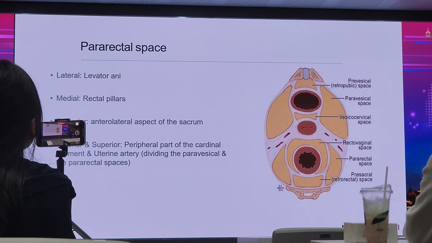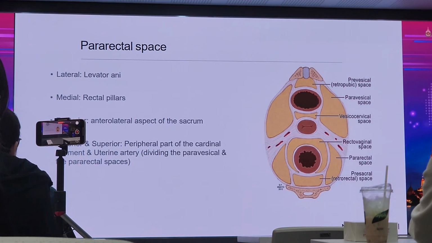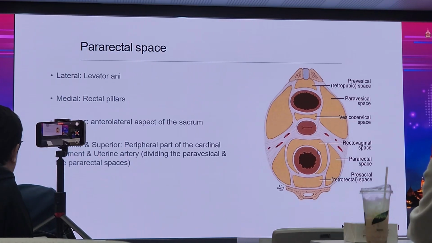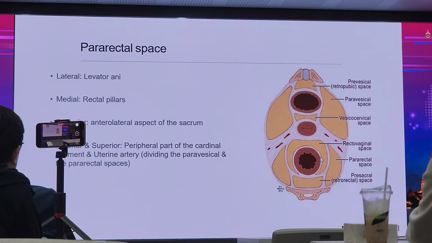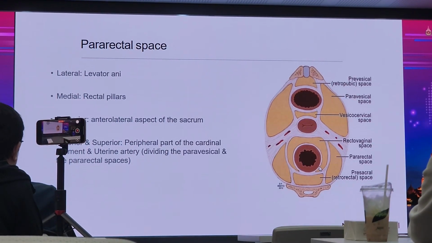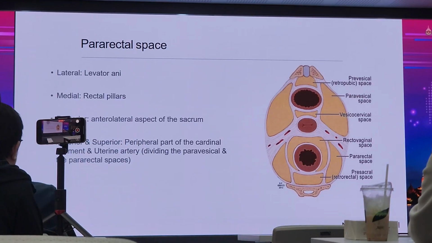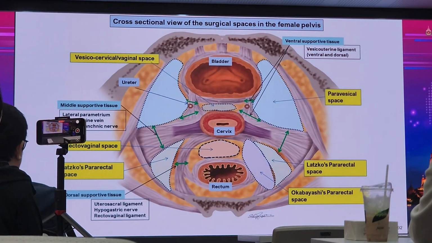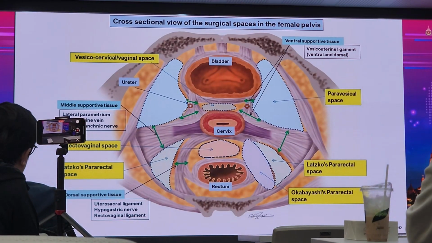For the pararectal spaces, at first it seems easy. It's a lateral one, where the lateral border is the levator ani, the medial border is the rectal pillars, the posterior is the anterolateral aspect of the rectum, and the anterior superior is the peripheral part of the cardinal ligament and uterine artery. But this is not just one single pararectal space. To complicate things further, there are two methods for identifying the pararectal spaces.